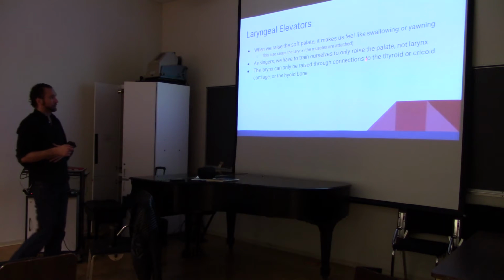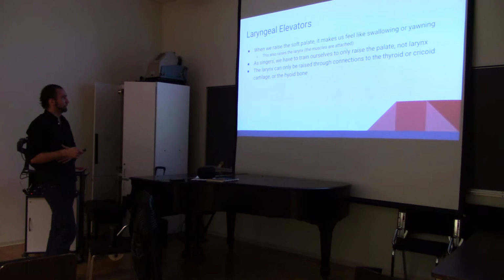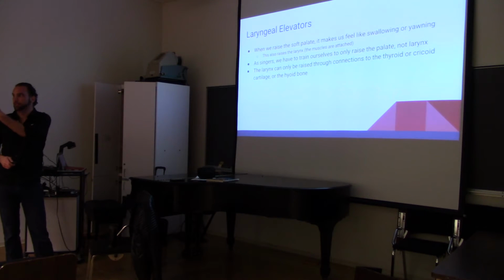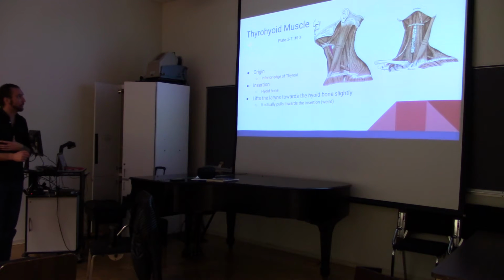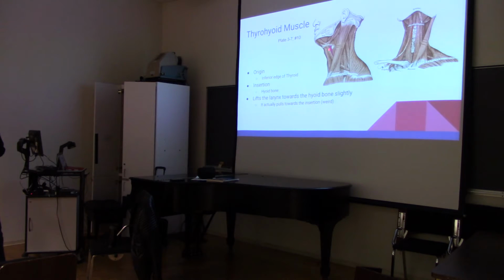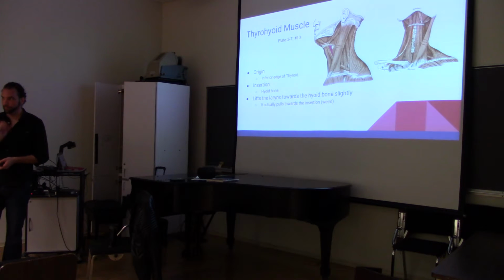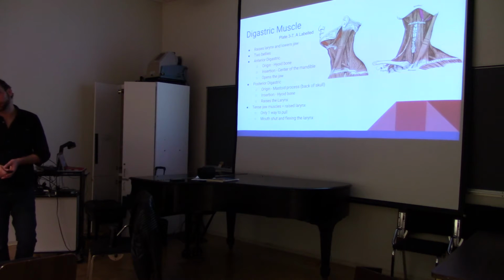The larynx can only be raised through connections to the thyroid or cricoid cartilage or the hyoid bone, because we have to pull up that thing that we just made today. Good. Thyrohyoid muscle. It's this little guy right here. That's our hyoid bone, and this is under our cheek, so it's right in here. The origin is the thyroid, because it's in the name, and the insertion is in the hyoid. It actually pulls towards the insertion. This one is backwards, because it's bone to cartilage.